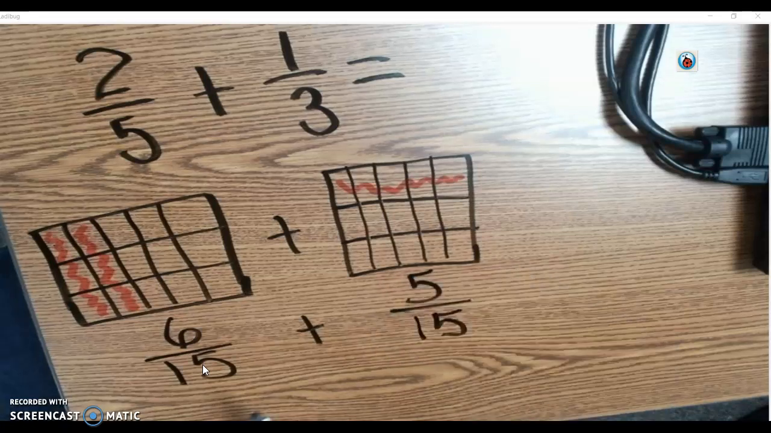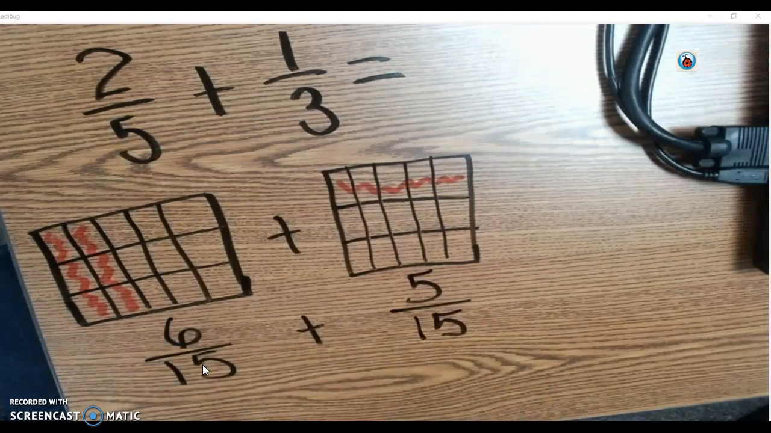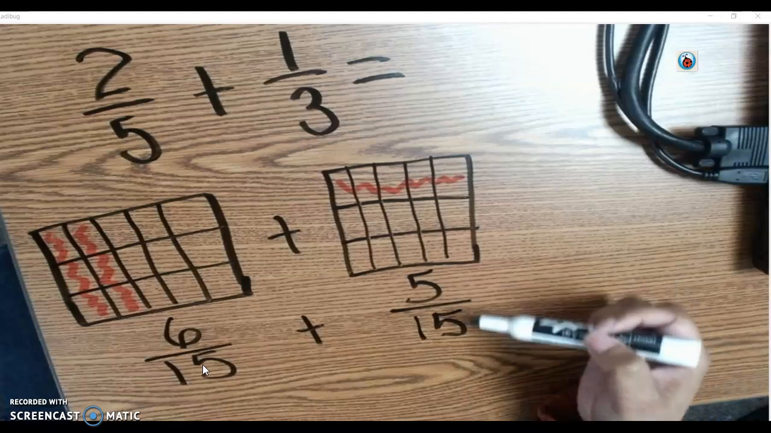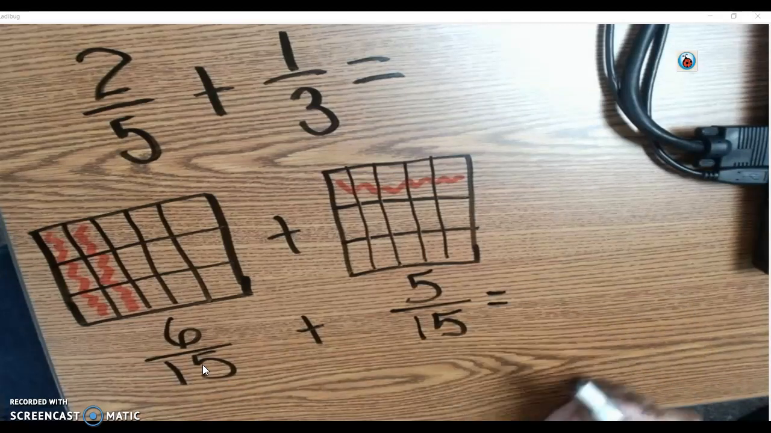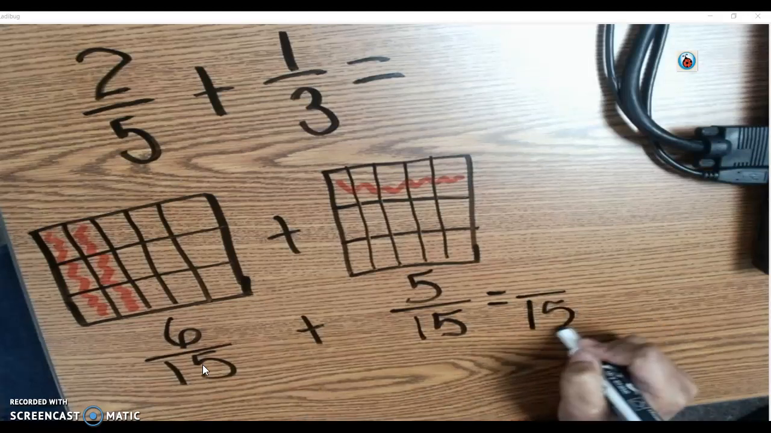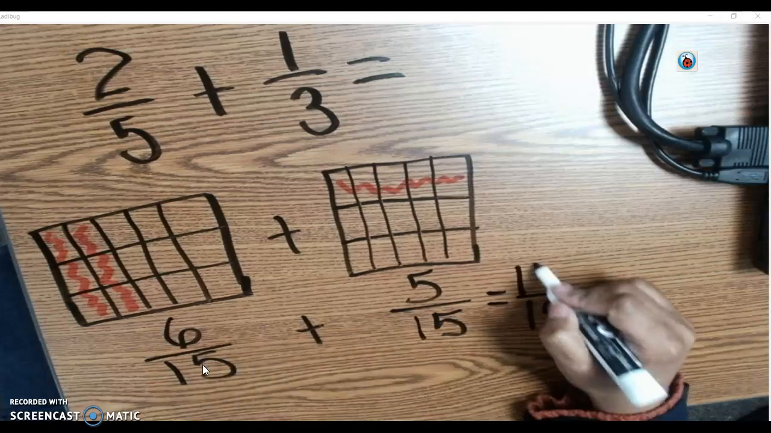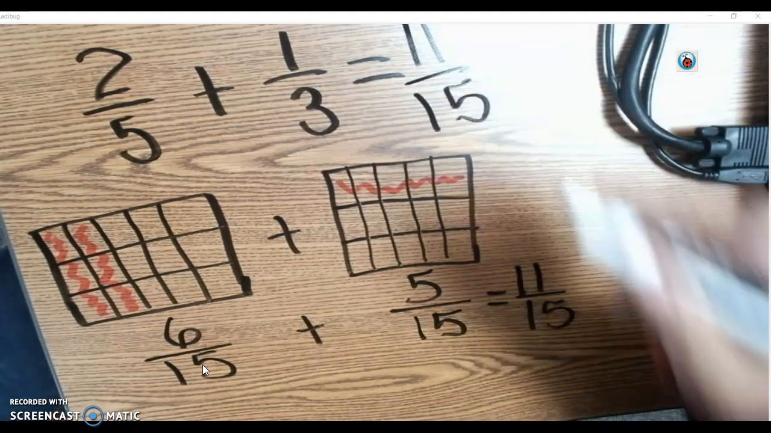So here are my equivalent fractions. So 2/5, the equivalent fraction, so I can have a common denominator, is 6 15ths. And 1/3, my equivalent fraction in 15ths, is 5 15ths. So now I can add because I have like denominators. So my denominator is now 15. 6 plus 5 equals 11. So my answer is 11 15ths.